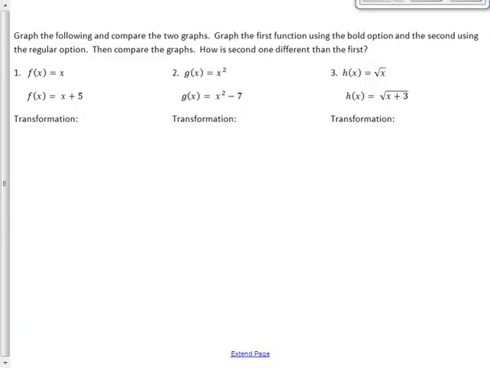So let's take a look at a couple examples here. Graph the following and compare the two graphs. This can be done on your graphing calculator. Okay, I'm going to do just a general sketch of what happens here. You can graph the first one in the bold option and the second one in a regular option on your calculator. If you have questions about that, I still don't have a calculator that works on my computer, but please feel free to ask about that. And then the question is, how is the second one different than the first one? That's what you're labeling, the transformation.